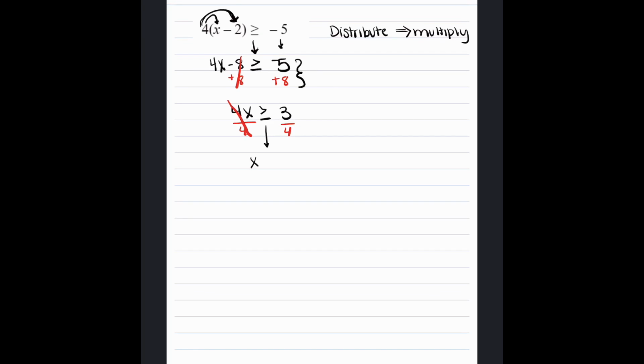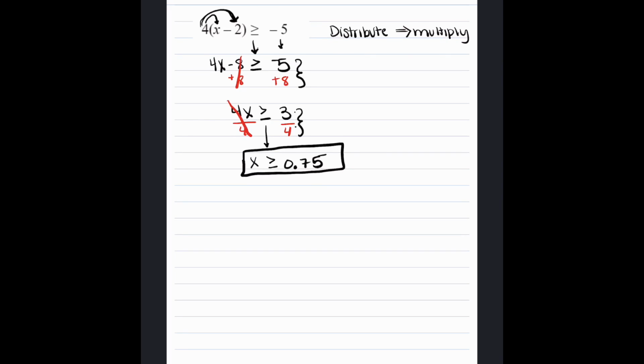Bring down my inequality, and notice I did not switch it because I didn't divide by a negative 4, I divided by positive 4. So I don't have to switch that inequality, and then I'm just going to go ahead and divide these. 3 divided by 4. I am going to get a decimal there, and it's 0.75. Okay, so distribution is pretty much the same. You just distribute first, and then you can go ahead and multiply.